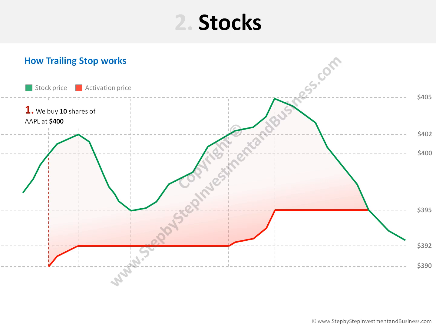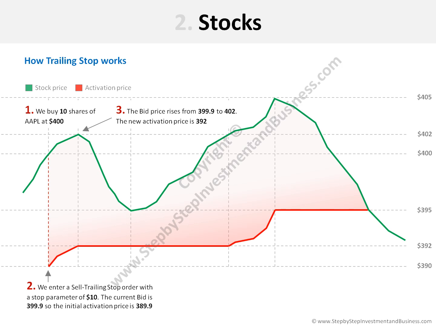Let's suppose we buy 10 shares of Apple at $400, and the most we are willing to risk in this position is $10 per share. So at that time, we enter a sell trailing stop order with a stop parameter of $10. If the current bid is $399.9, then the initial activation price will be $389.9. That is $10 below the current bid.